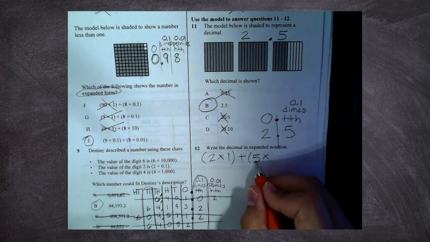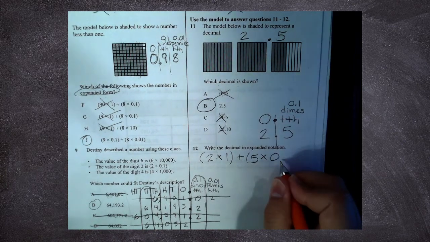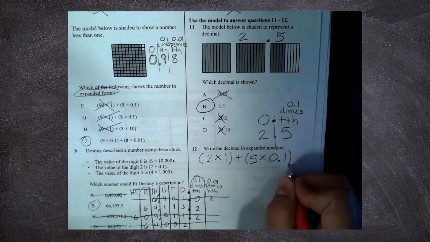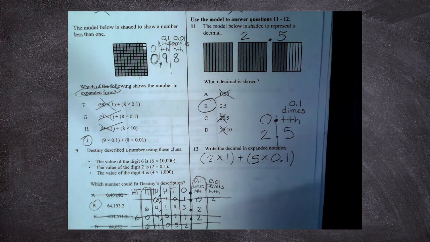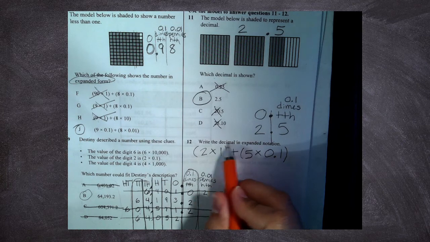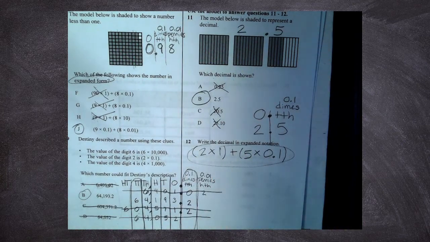So I should write 5 times 0.1. That's all my expanded notation should be. 2 times 1 plus 5 times 0.1. That's it. That's all the expanded notation was. A very short expanded notation because it's a very short number. Not a whole lot of digits or place values to use.